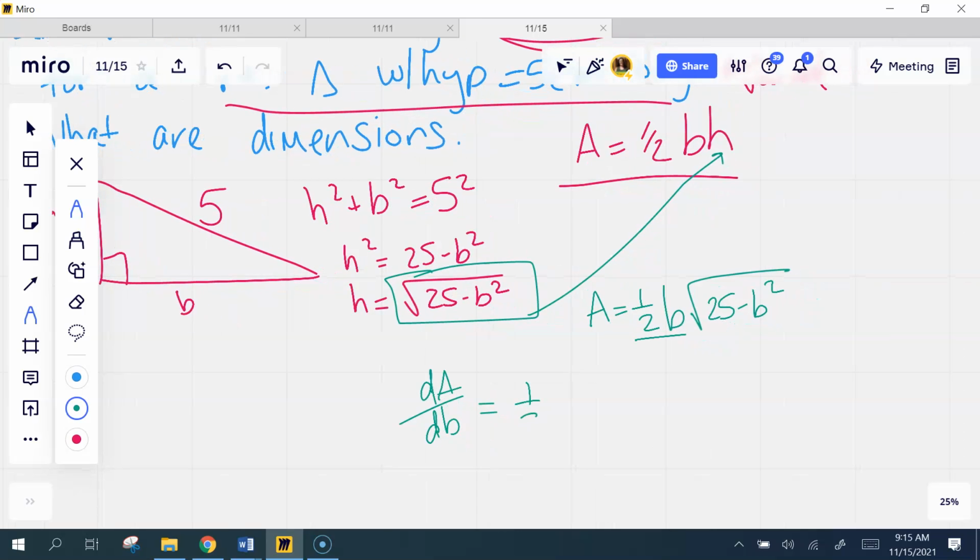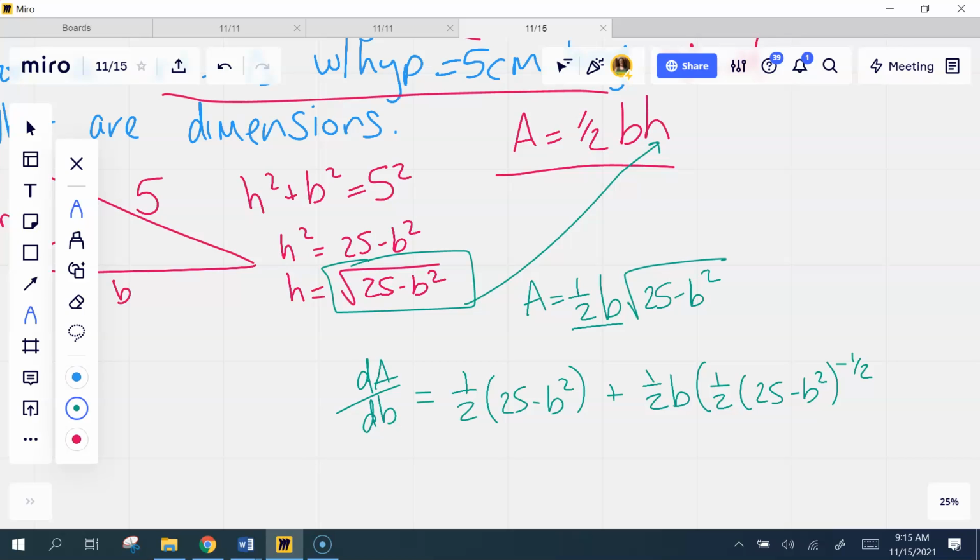All right, so 1/2 derivative of the first times the second plus the first times derivative of the second. So 1/2 (25 minus b squared) to the negative 1/2. Chain rule. So this was derivative of the first times the second, plus the first times derivative of the second.